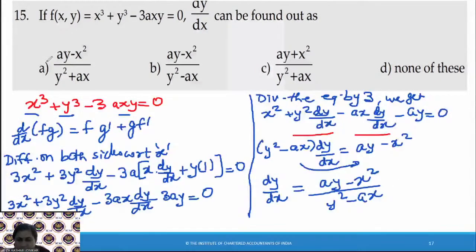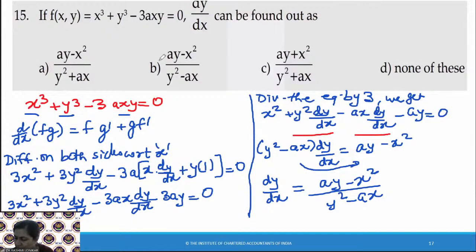So which of these is the correct answer? Ay minus x square, y square? No, sorry, not A. B will be the correct answer. Right? So B will be the correct answer, with y square minus ax. Understood? I am taking all the sums from the exercise so that you will have it easy.